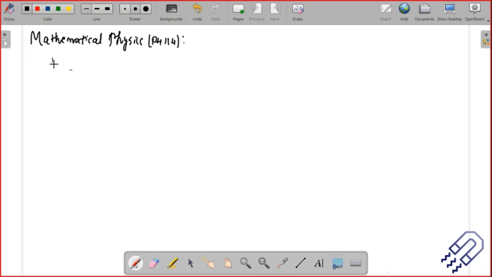The topic is diagonalization of a matrix. Diagonalize. Missed out on spelling. The digital pen is giving me trouble.